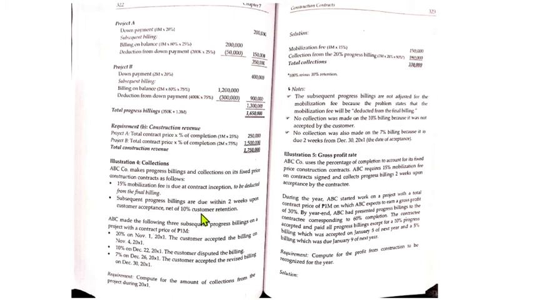Ito is yung retention na tinutukoy dito, yung dinescuss natin before na security para ma-accomplish kapag na-accomplish yung construction at 100%, tsaka pa lang mabibigay yung retention fee. Okay? So, 180 po yun. 150 plus 180 is 330. This is the answer. 330,000 is the total collection.